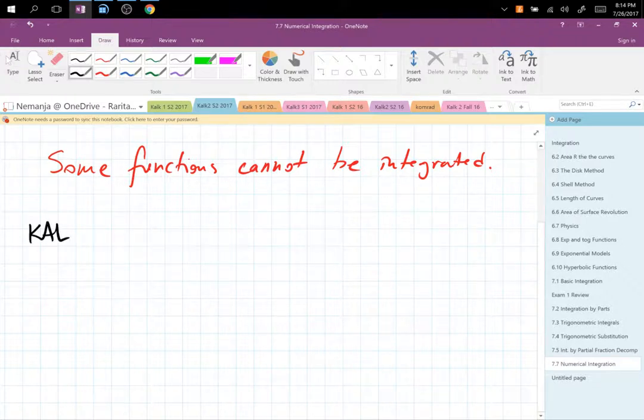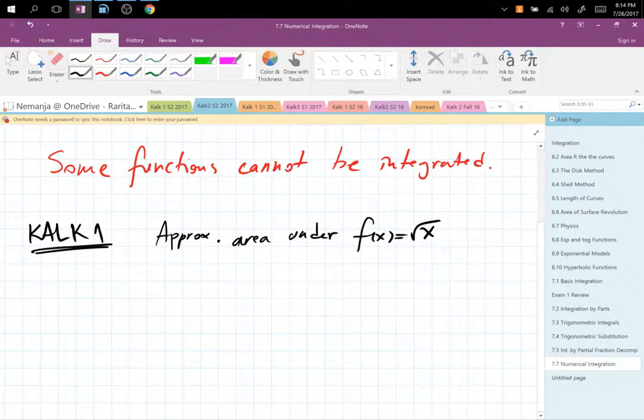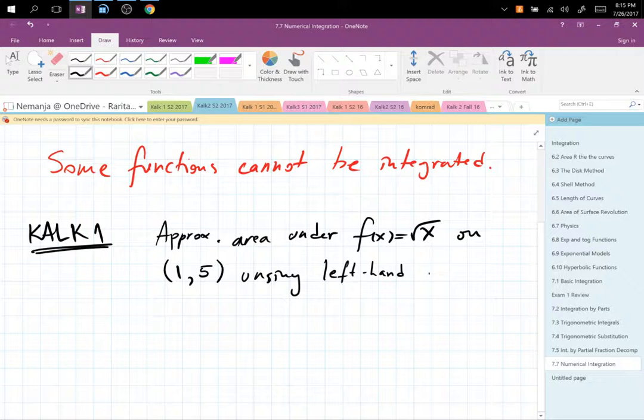So this problem is in Calc 1, Chapter 5. I want to approximate the area under f of x equals, say, square root of x on interval 1 to, I don't know, 9. It's going to be way too much writing. 1 to 5. Using left hand approximation.